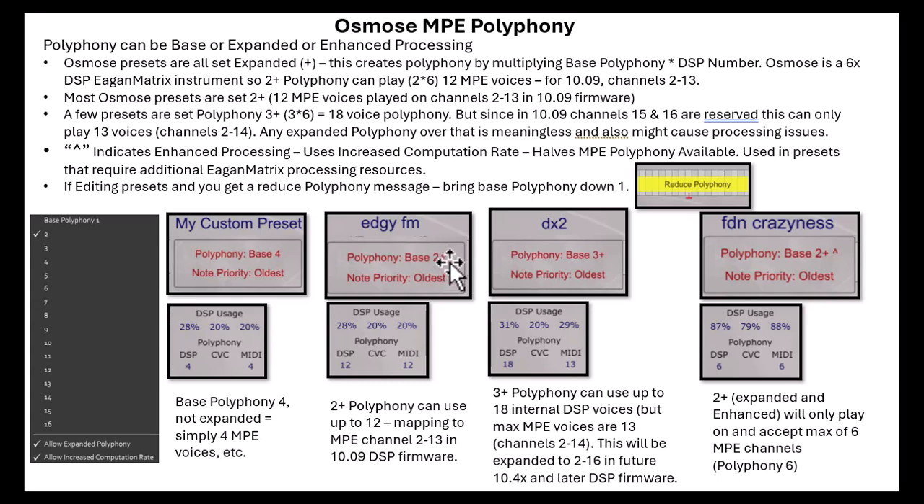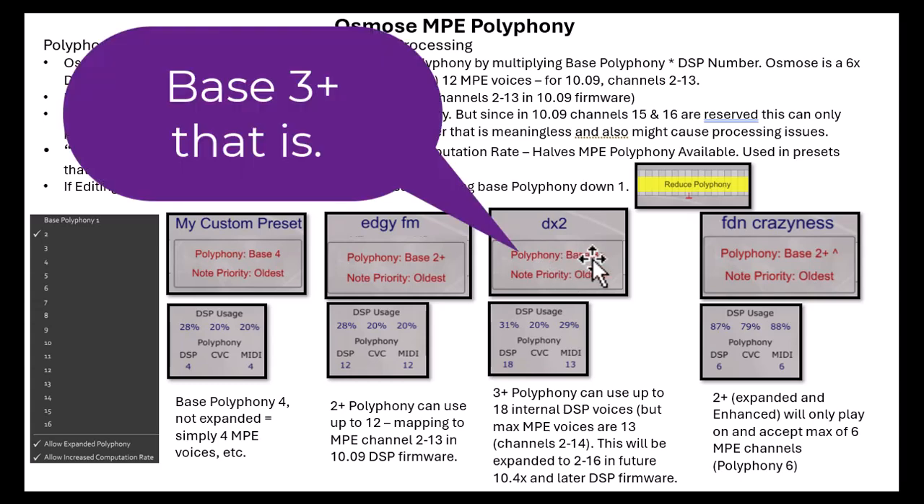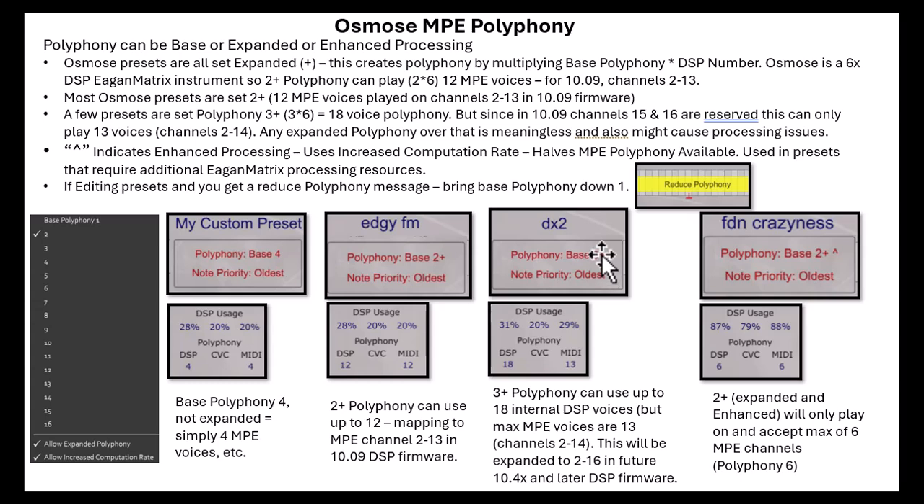That multiplies your DSP number times your bass polyphony to give you the actual MPE voices. Since Osmose is a 6x DSP instrument, Bass 2 Plus will give you 2 times 6 or 12 MPE voices. Bass 3 will give you 3 times 6 or 18 MPE voices. But Osmose can only output a max of 13 voices right now because channels 15 and 16 are reserved.